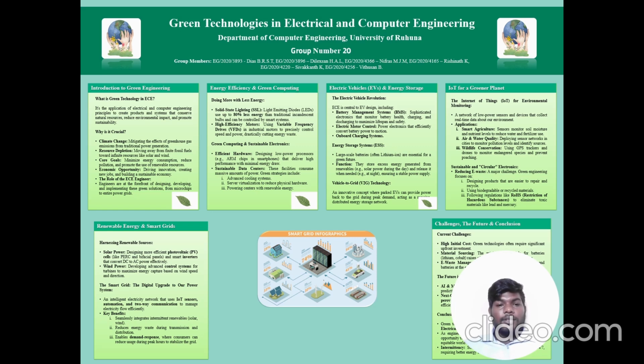Besides that, we need sustainable electronics to cut down on e-waste. This means designing products that are easier to repair, recycle, and made with eco-friendly materials. Rules like RoHS also help reduce toxic substances like lead and mercury. Overall, IoT and green technology work together to protect nature and build a clean future.